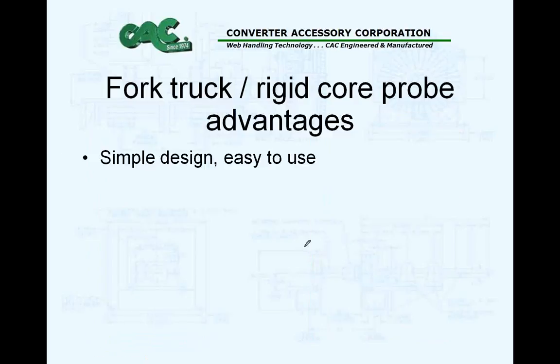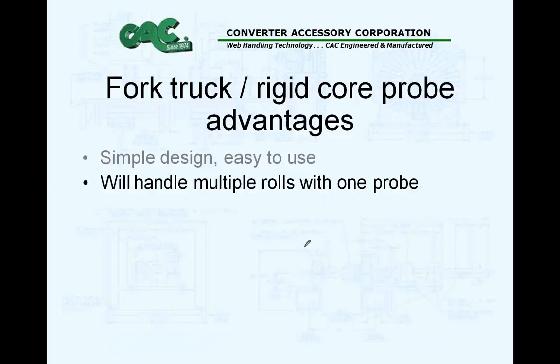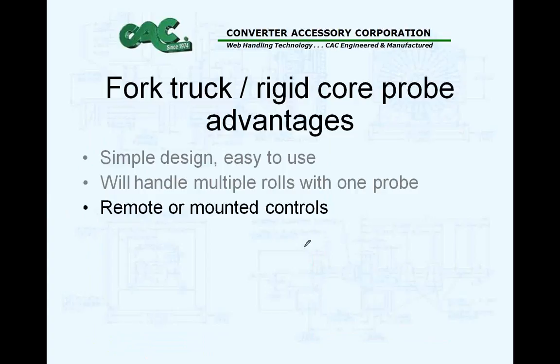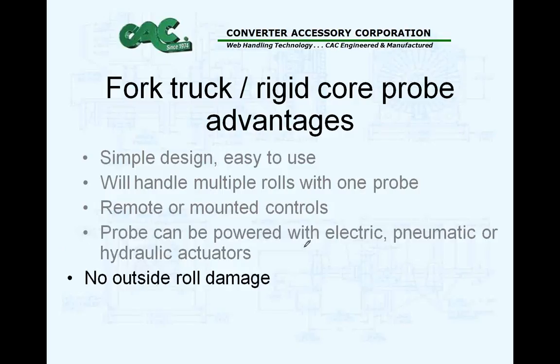Some advantages: relatively simple design. They're easy to use. You can handle multiple rolls with one probe, so if you're dealing with a stack of rolls, you can handle that. You can have remote mounted controls for the probe device, or you can have controls mounted right on the fork truck unit itself. The probe can be powered with electric, pneumatic, or hydraulic actuators depending on what you have available where the probe is located.